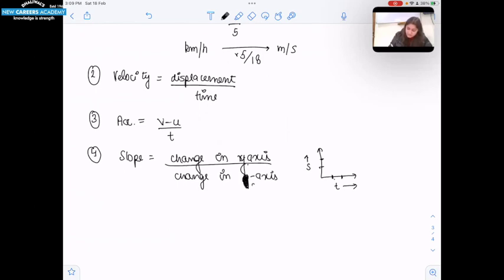So this needs correction here: change in y-axis by change in x-axis. In this graph on y-axis, we have displacement. So we write S2 minus S1, we take 2 points, and T2 minus T1. So this is displacement by time. So slope of this graph gives us velocity, because velocity is displacement by time.